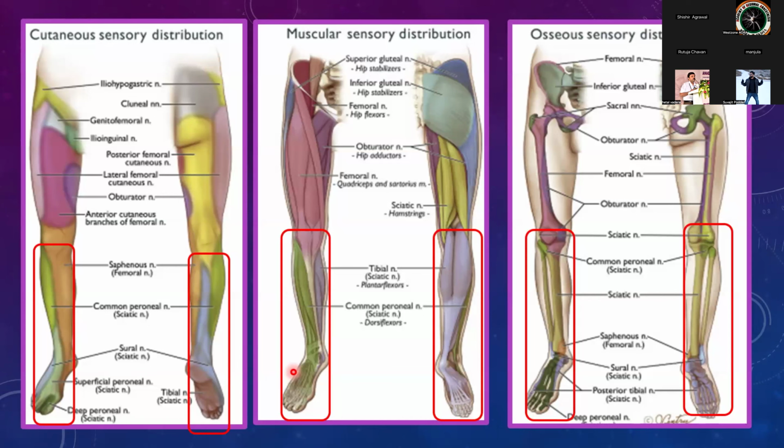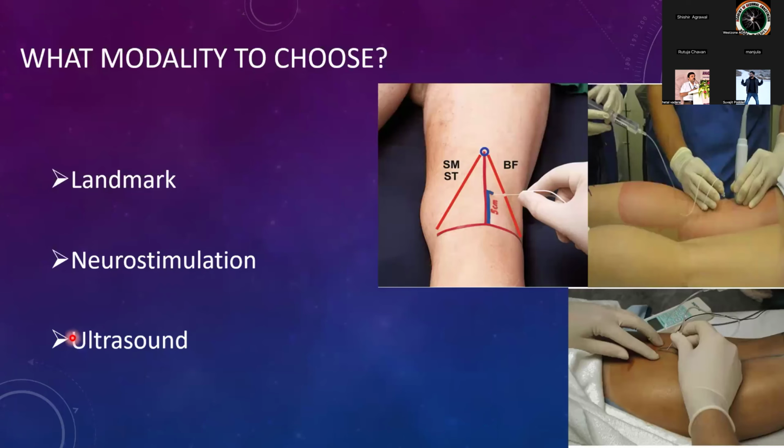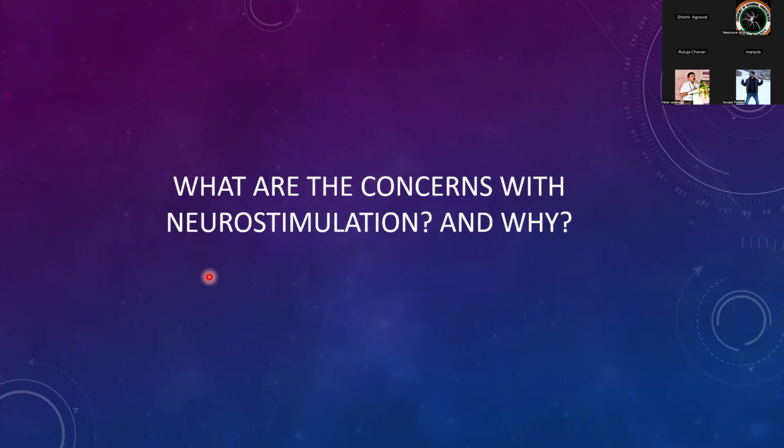Now looking at the innervation, if you look at the cutaneous, muscular and bony sensory distribution, mostly it is covered by the tibial and the common peroneal nerve component, except that in sensory distribution we have the saphenous nerve, which is covering the medial aspect of the leg. What are the modalities to be chosen? So we have the landmark, neurostimulation and ultrasound guided.